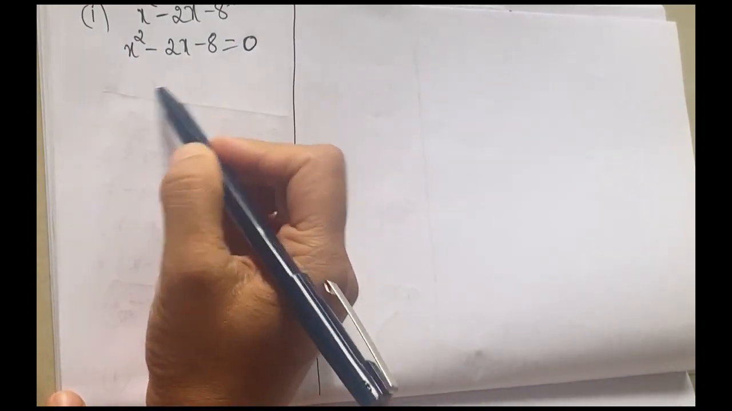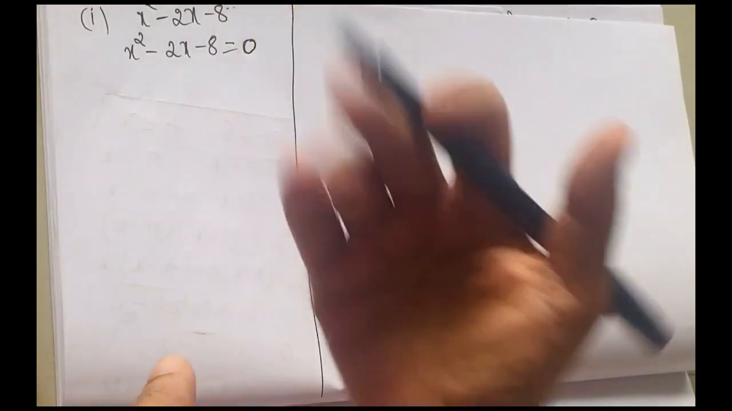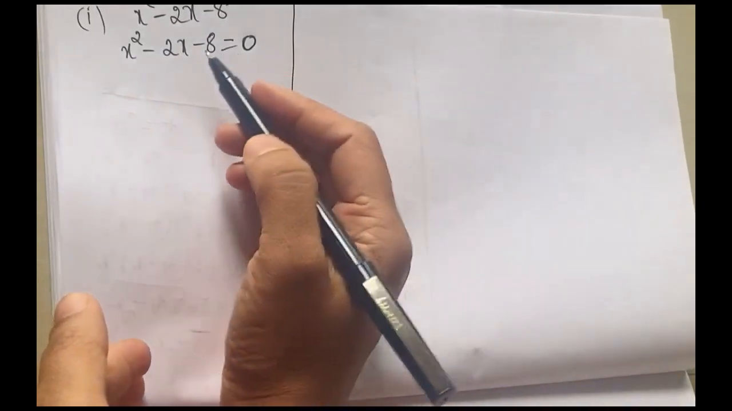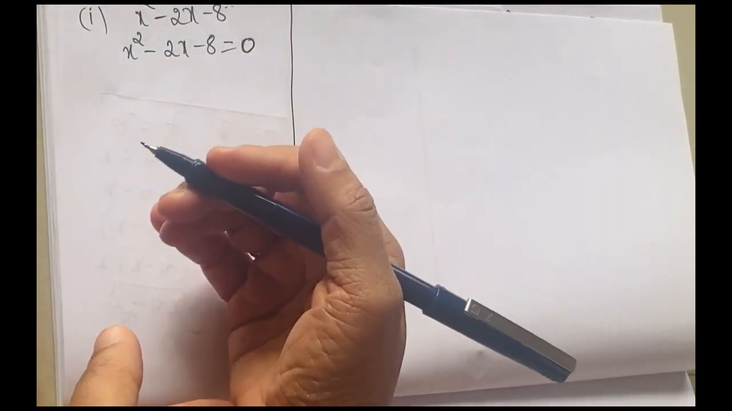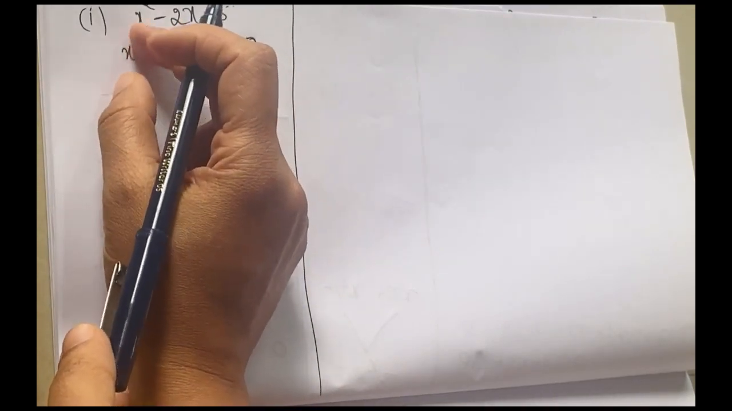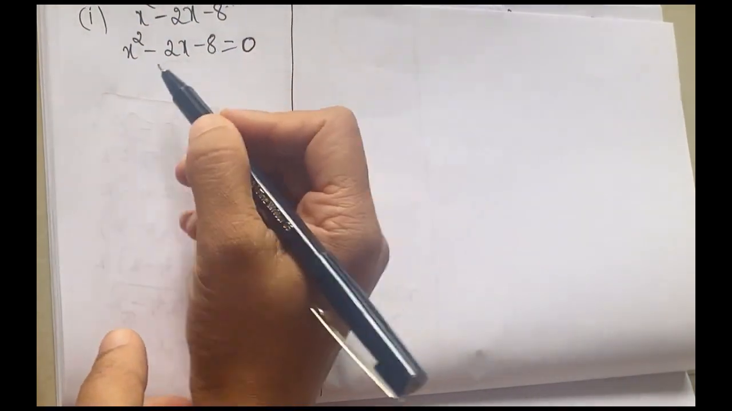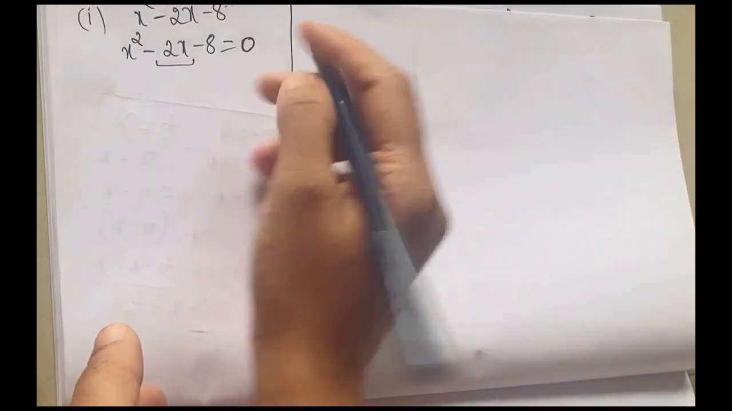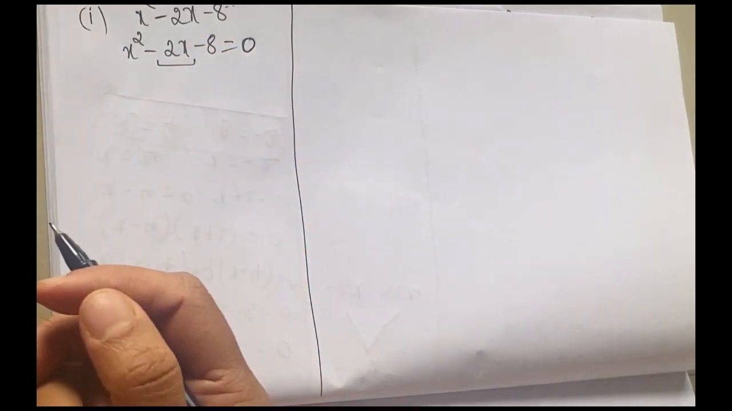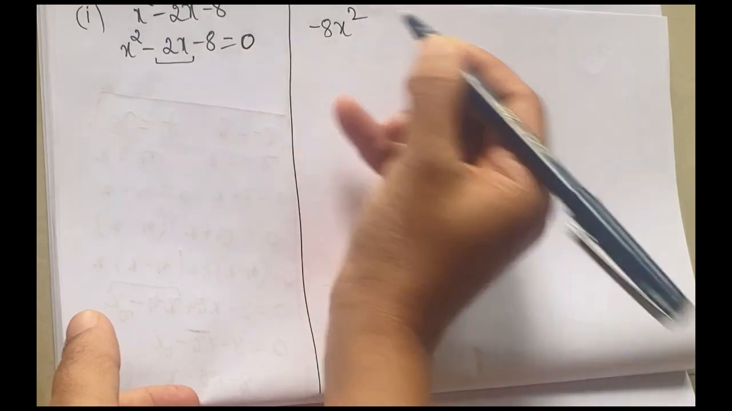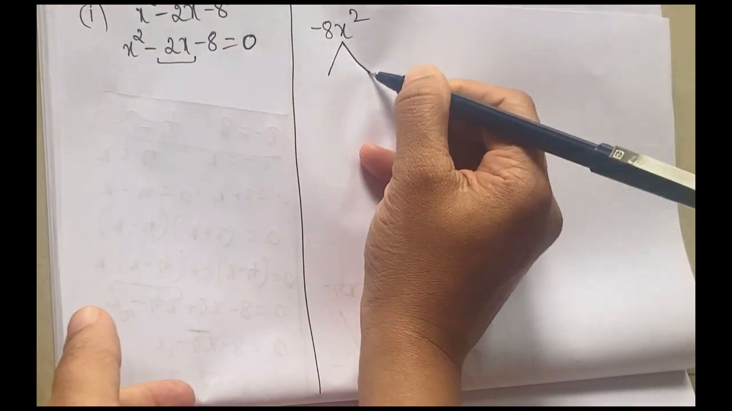How to solve this quadratic equation? There are several methods to solve this kind of quadratic equation. I will go through the factorization method. Factorization method means we need to multiply the first term and the last term. This is the middle term, this is the first term, this one is the last term. Multiply these two, what will you get? Minus 8 into x square is minus 8x square.